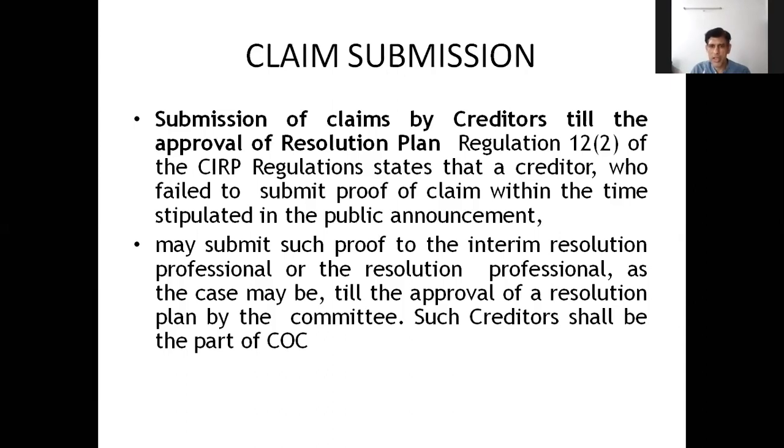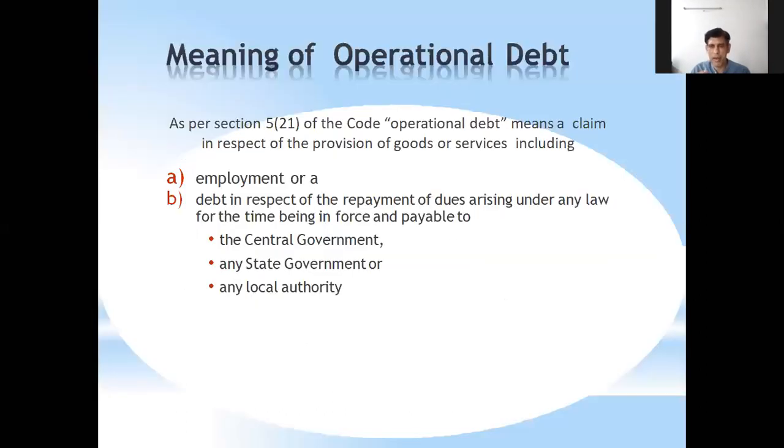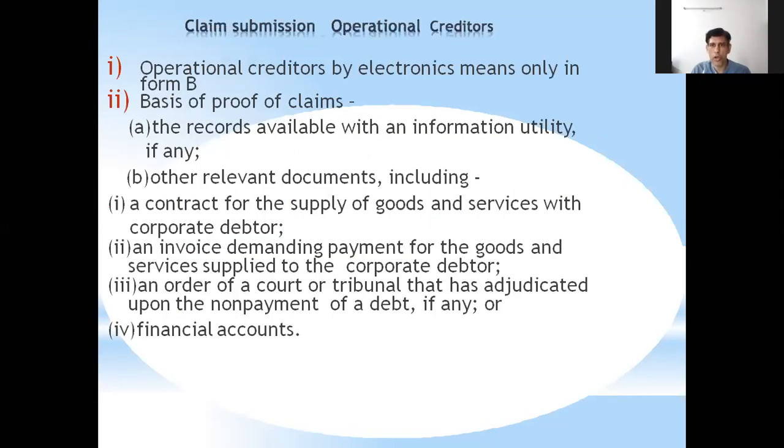So this is regarding the claim part from the financial creditor. And regarding the operational creditor, we all know who an operational creditor is. It may include a person who has supplied goods and services, including employment. Remember, the employee also can file as an operational creditor, and also a government authority. They have to submit their claim in Form B, as I discussed, Form C, Form B. Along with it, we have to submit the various other documents that are necessary.